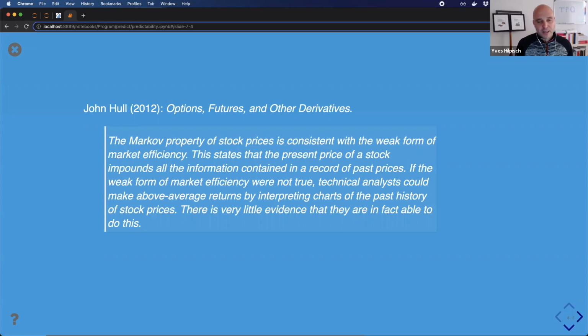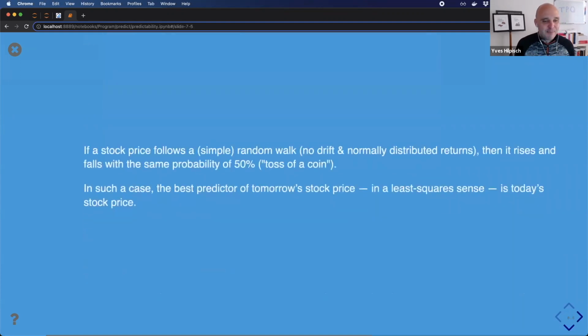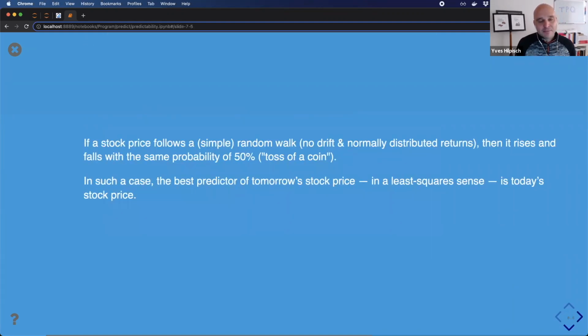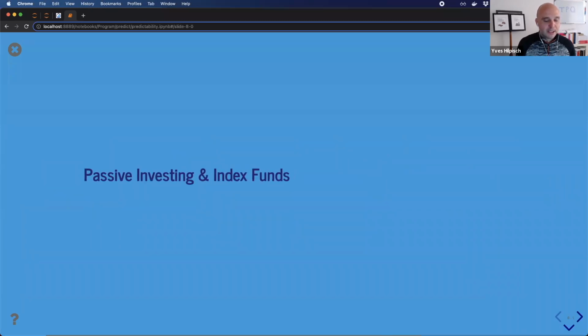If the weak form of market efficiency were not true, technical analysts could make above average returns by interpreting charts of the past history. There's very little evidence that they are in fact able to do this. So this is all in the same spirit. I have an example here. Time doesn't allow us to go into the formal example, but in the slide deck you have the code available and you can look at it.